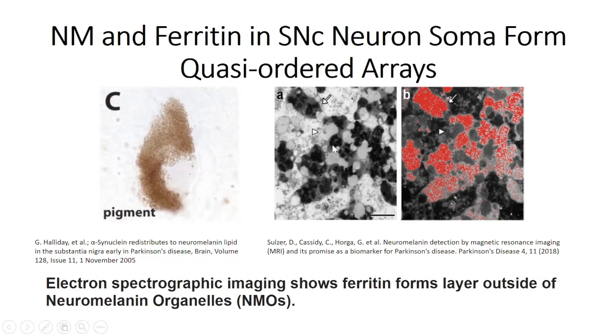The center photo is a close-up of some NMOs, which contain roughly 30 nanometer spherical neuromelanin structures that are surrounded by other parts of the organelle. And the photo on the right was taken with electron spectroscopic imaging to show the ferritin, which is in red, and that is shown in layers around the NMOs. These ferritin layers are structurally similar to the ferritin layers in the Barrera device.